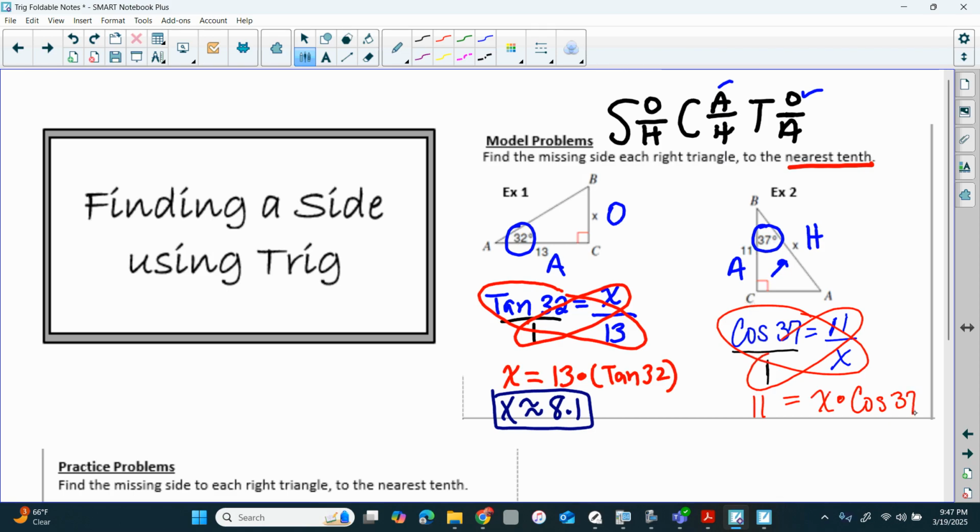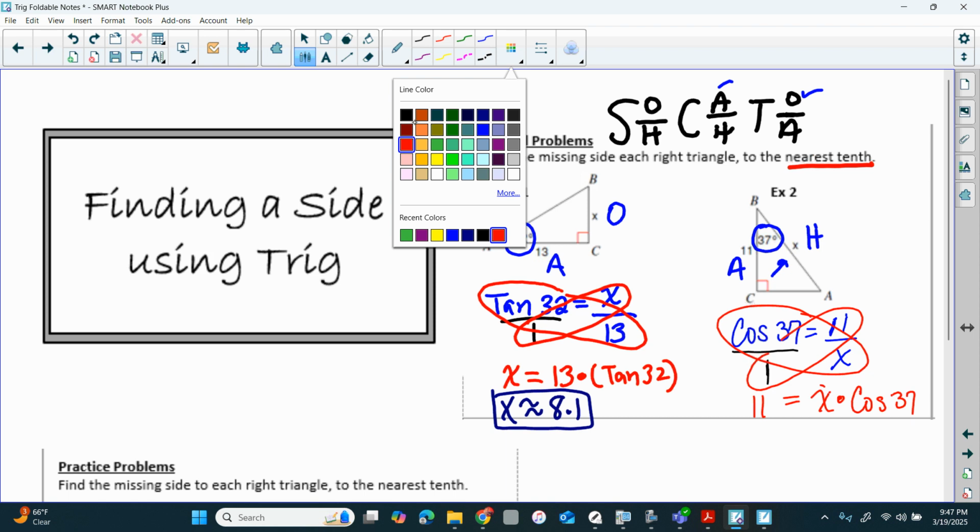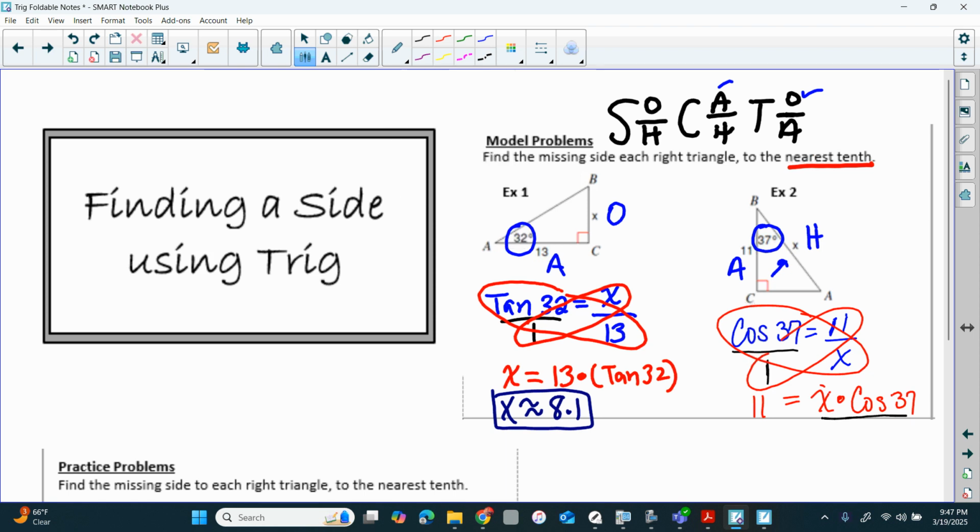Now, to solve for x, to get this x variable by itself, you're going to have to divide both sides by the cosine of 37. Okay? Probably should have moved up, but by doing that, these cancel. Okay? Now I got my x variable by itself. So x really is equal to 11 divided by the cosine of 37.